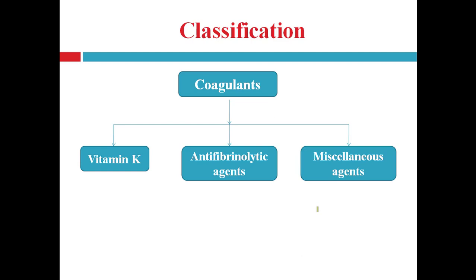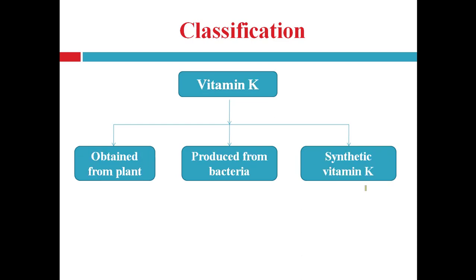In many conditions, other drugs are used as coagulants, which are vitamin K, then antifibrinolytic agents and miscellaneous agents, right. Let's see one by one examples and structure. Vitamin K is again classified into three categories. First one is obtained from plant, second one is produced from bacteria, and third one is synthetic vitamin K.